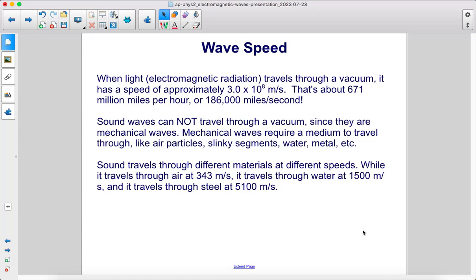Mechanical waves require a medium to travel through, like air particles, slinky segments, water, metal, etc. Sound travels through different materials at different speeds. While it travels through air at 343 meters per second, it travels through water at 1,500 meters per second, and it travels through steel at 5,100 meters per second.